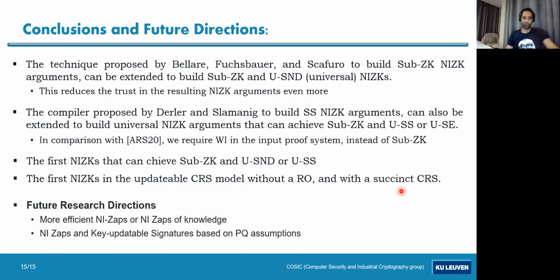For future research directions, of course, one naive research question is whether we can have more efficient non-interactive Zaps or non-interactive Zaps of knowledge, because that would allow us to have more efficient instantiations and more efficient universal NIZKs with succinct CRS. The other, more interesting question, I think, is whether we can build non-interactive Zaps and key updatable signatures based on post-quantum assumptions. We had some Zaps based on lattices, but not non-interactive Zaps. So it would be interesting to see if we can build them, because that would allow us to instantiate our constructions with post-quantum assumptions and result in an updatable NIZK in the post-quantum setting. And for that, we would also need to build key updatable signatures based on post-quantum assumptions; we are working in that direction.